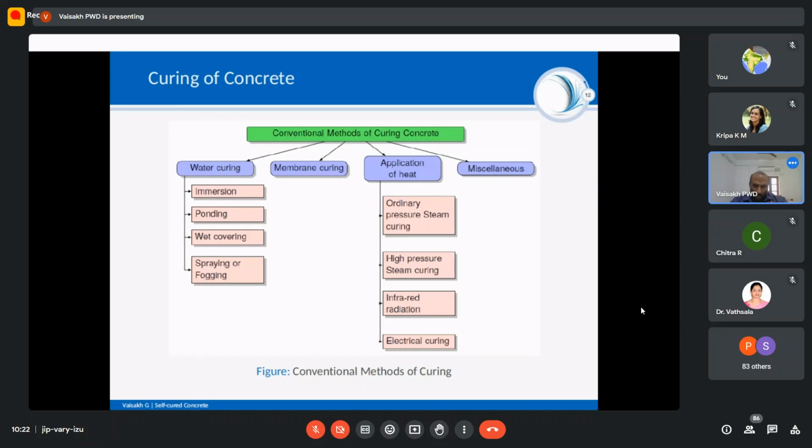Curing of concrete. Let us just quickly go through the conventional methods of curing. We are using four different types of curing. One is using water, second is using membranes, third is application of heat, and four is miscellaneous.